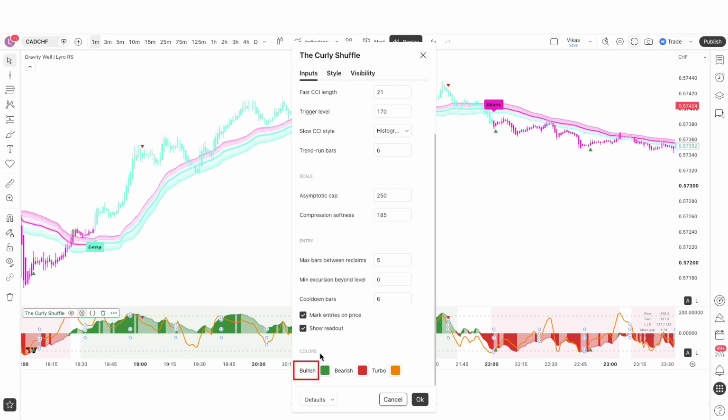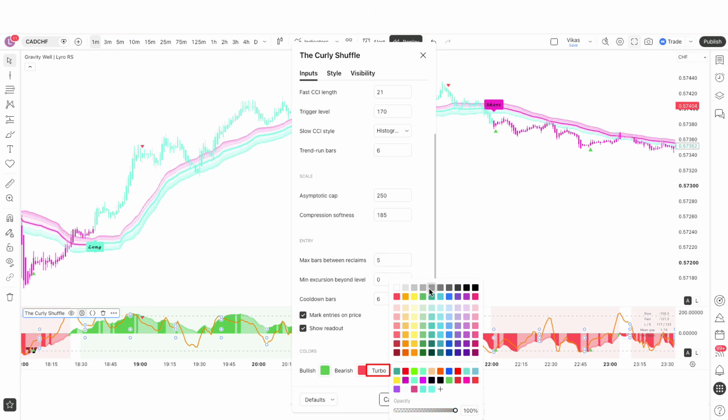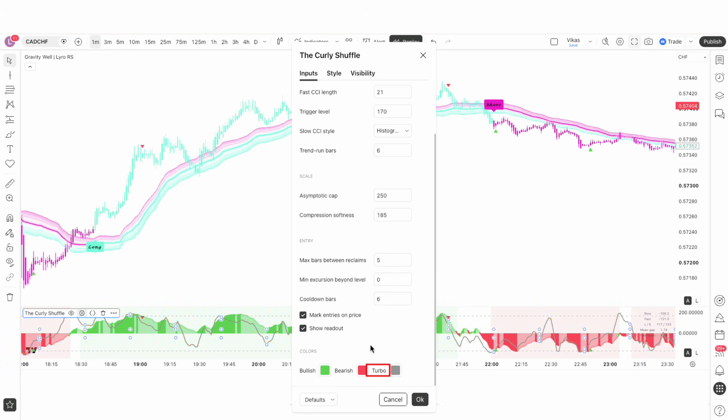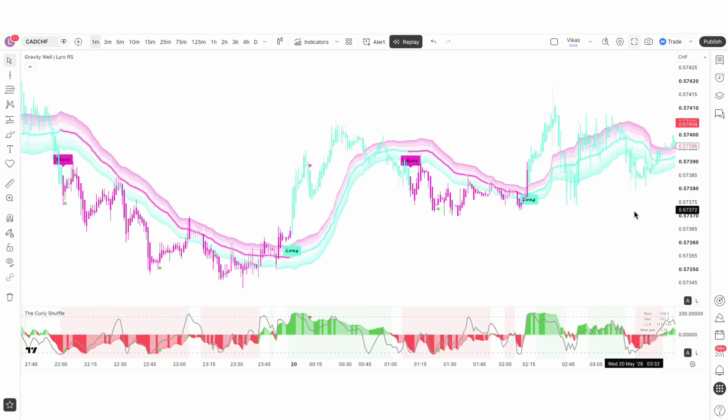Then change bullish, green to light green. Then change bearish, red to light red. Then change turbo, orange to black. And here everything else is fine. Click OK. Now our setup is ready.